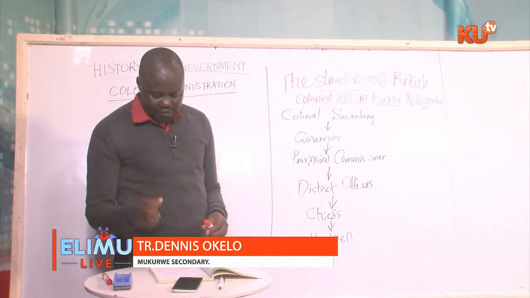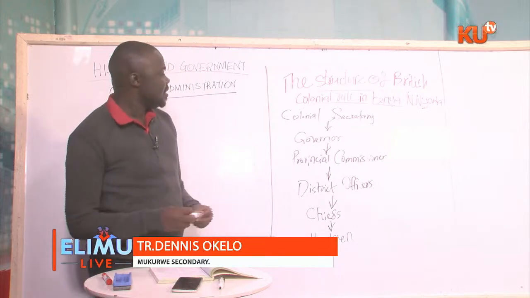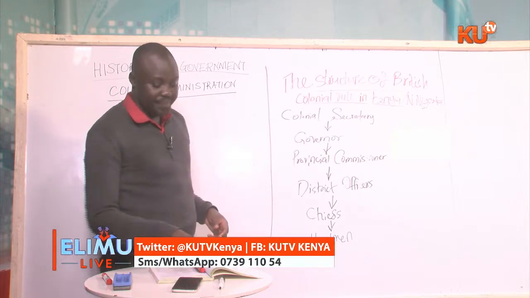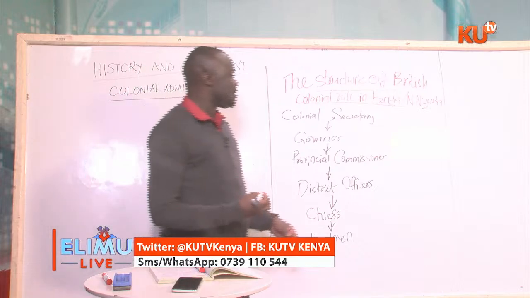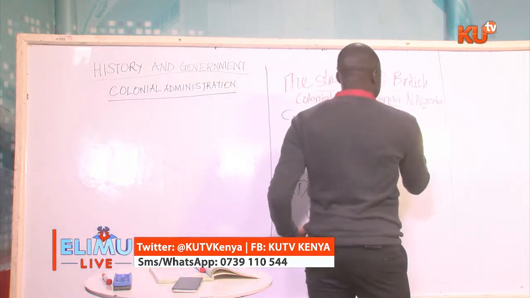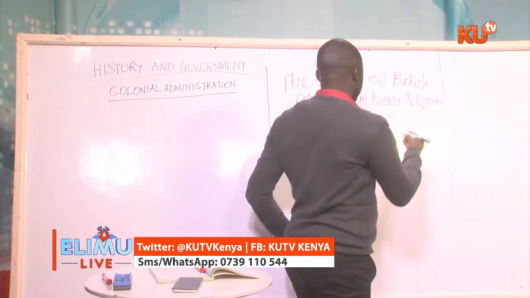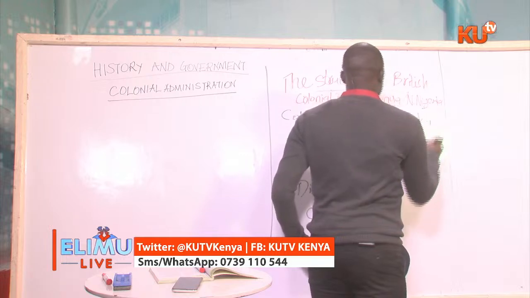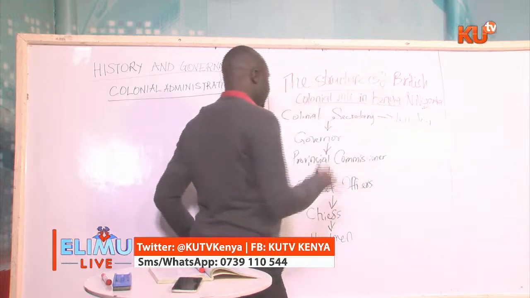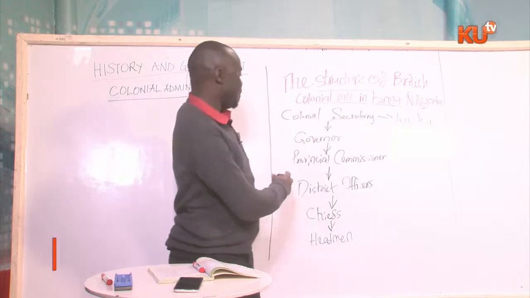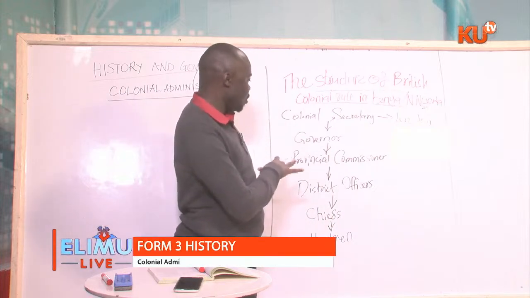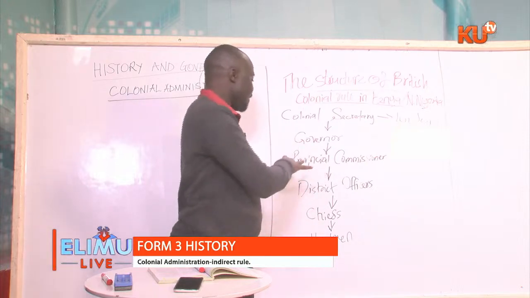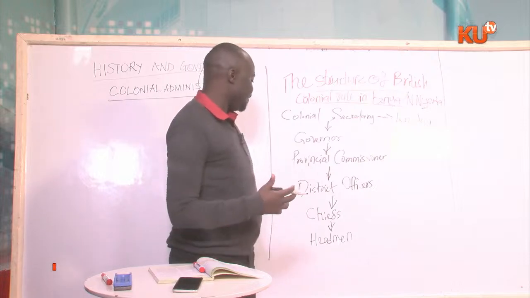The central government of the British was represented by the governor. First of all, it started with the colonial secretary, and the colonial secretary was based in London. So this was like the cabinet secretary who was in charge of colonizing people. So he was based in London. Now in the country was the governor, then the provincial commissioner who ruled the provinces. So the governor was in charge of the state or the colony. Then provincial commissioner was in charge of the provinces.